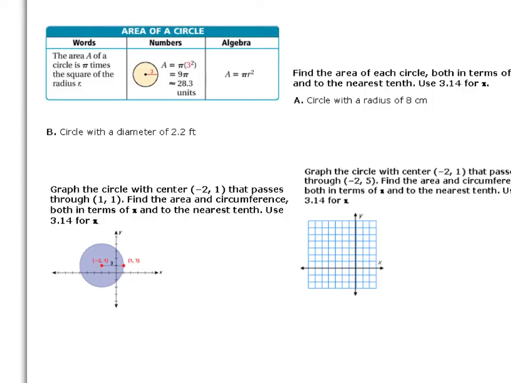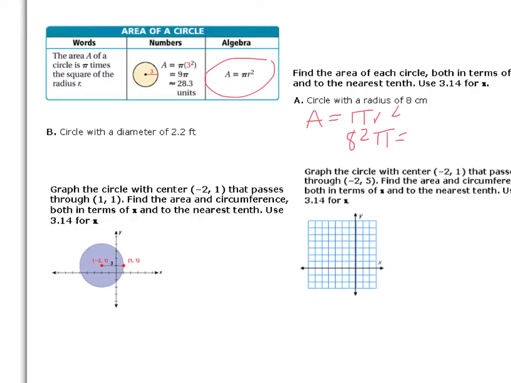So now we move on to area. The area of a circle is pi times the square of the radius. So the formula is, right here, pi times radius squared. Okay? So again, if you get a diameter, you're going to have to cut that in half to get the radius. All right, so for a radius of 8, your formula is area equals pi times radius squared. So this says in terms of pi, so your radius is 8, so you're going to have 8 squared pi.